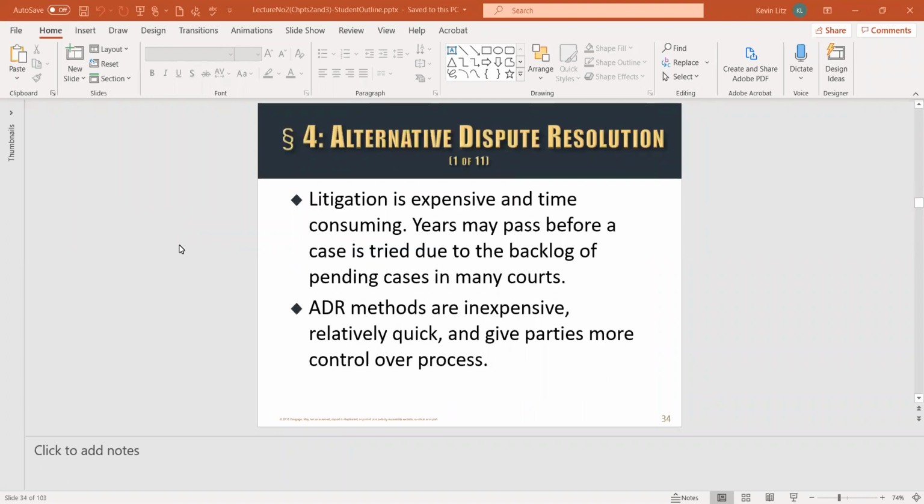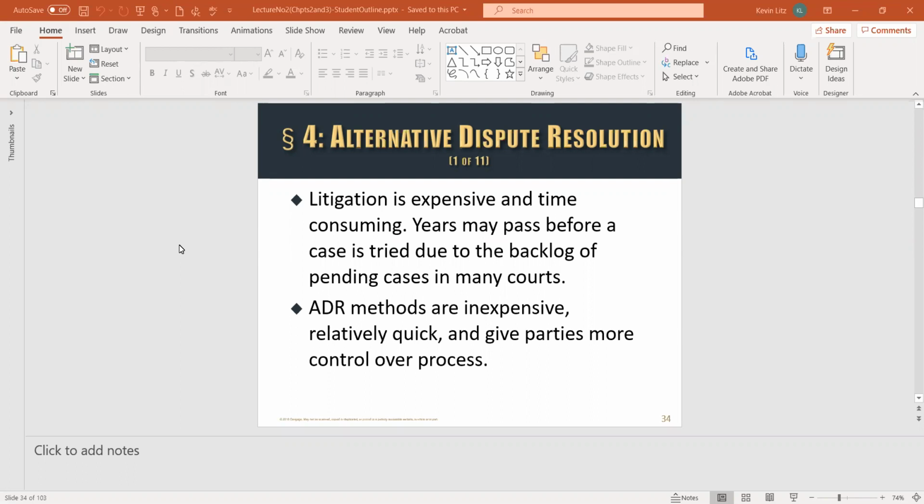Okay, now we're going to jump into alternative dispute resolution. Litigation is time consuming, it's expensive, and it's public. So for example, if you're getting divorced, you probably don't want your finances in a public record. If you're a company and someone steals your trade secrets, you probably don't want to sue them in public court.